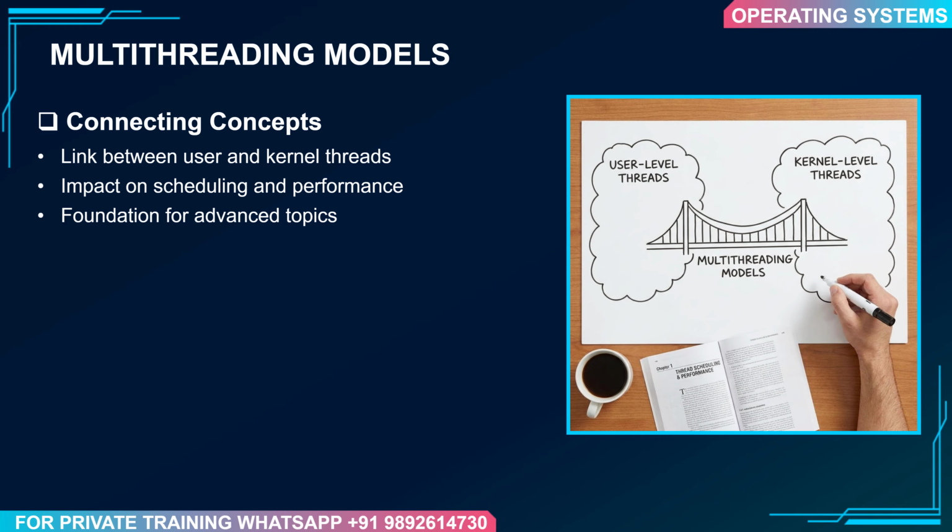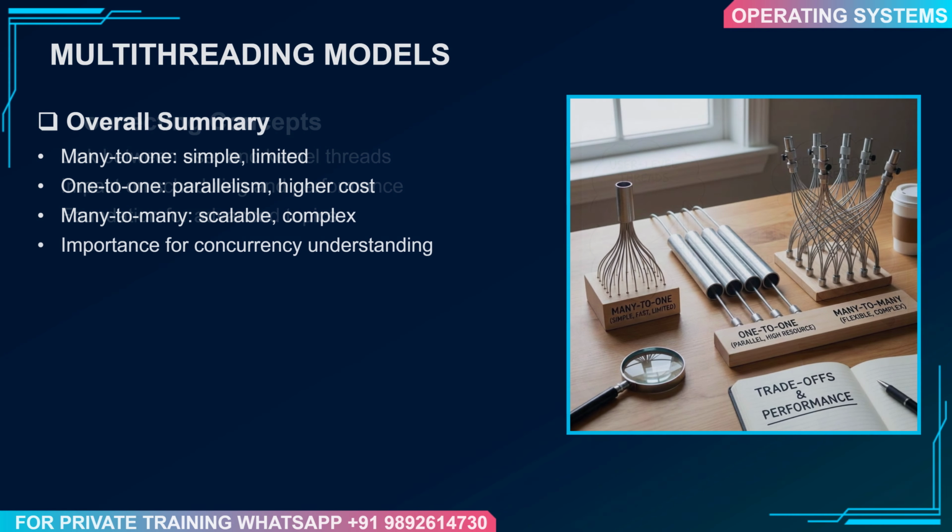In summary, the many-to-one model is simple and fast but limited and outdated. The one-to-one model provides true parallelism and simplicity at the cost of higher resource usage. The many-to-many model offers flexibility and scalability but increases complexity.